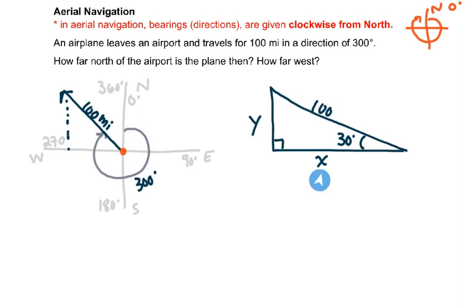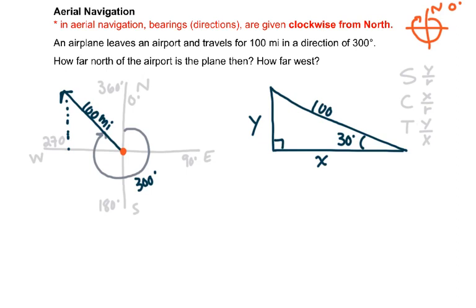So if we want to find X and Y, all we have to do is set up some trig identities. Don't forget SOHCAHTOA. Sine is opposite over hypotenuse, cosine is adjacent over hypotenuse, and tangent is opposite over adjacent. Or we can remember y over r, x over r, y over x.